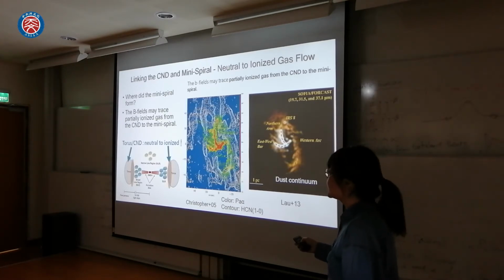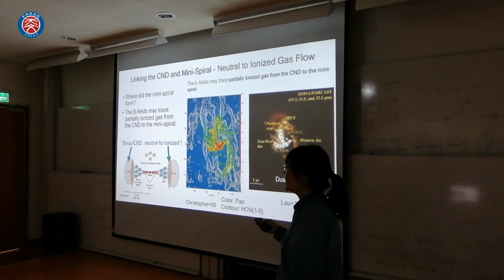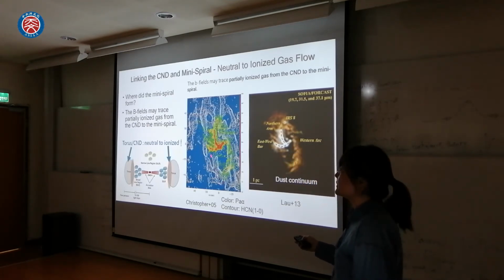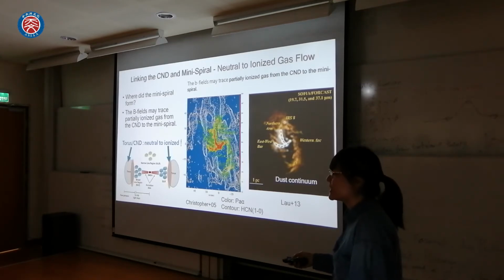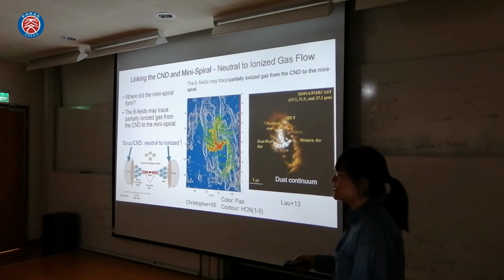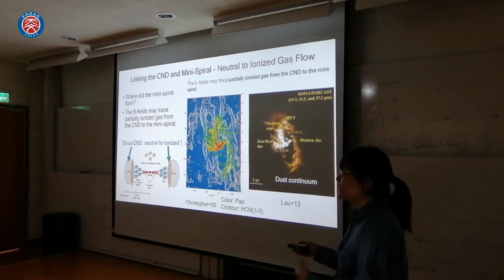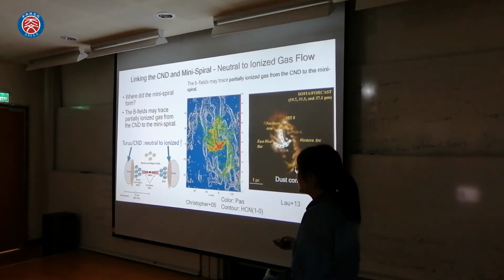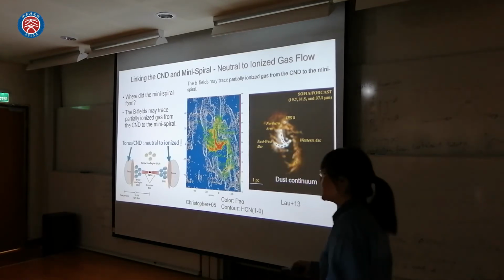So the idea when we do this project is that if the mini spiral is formed from the CND, then the partially ionized particles immersed in the neutral ring can be charged or magnetized. So if we observe magnetic field lines, then we can probably say something about the accretion flow from neutral to ionized gas. Then it would be very interesting to do.